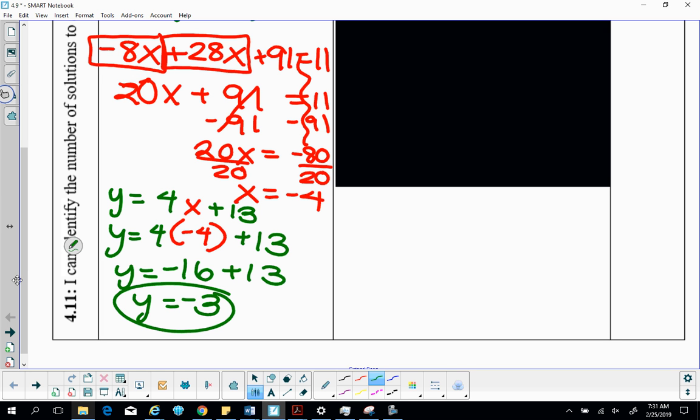Cool. So today what we're doing is we're looking at the number of solutions. So sometimes there's going to be one solution. See how there was 1 point as your answer? That's one solution. Sometimes there's going to be no solutions, and sometimes there's going to be infinite solutions.